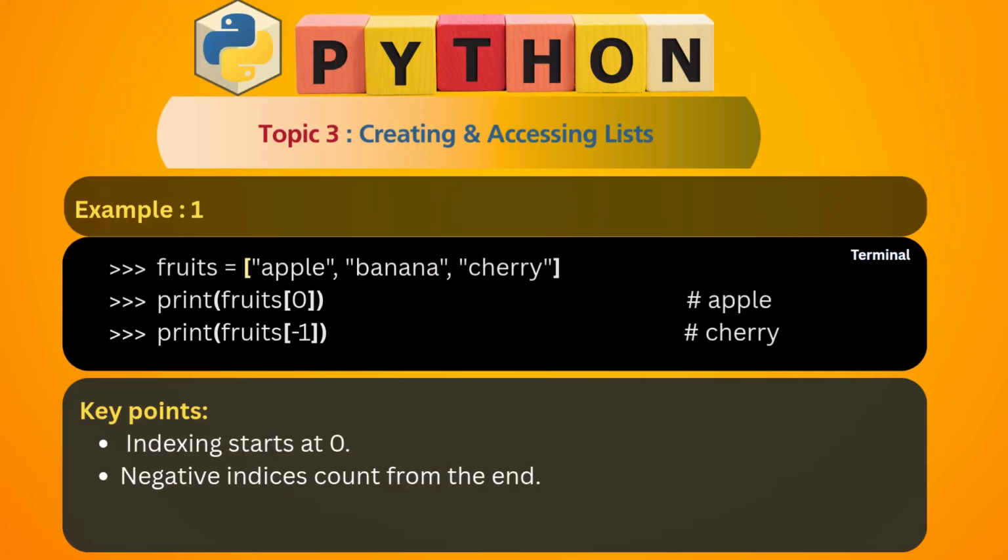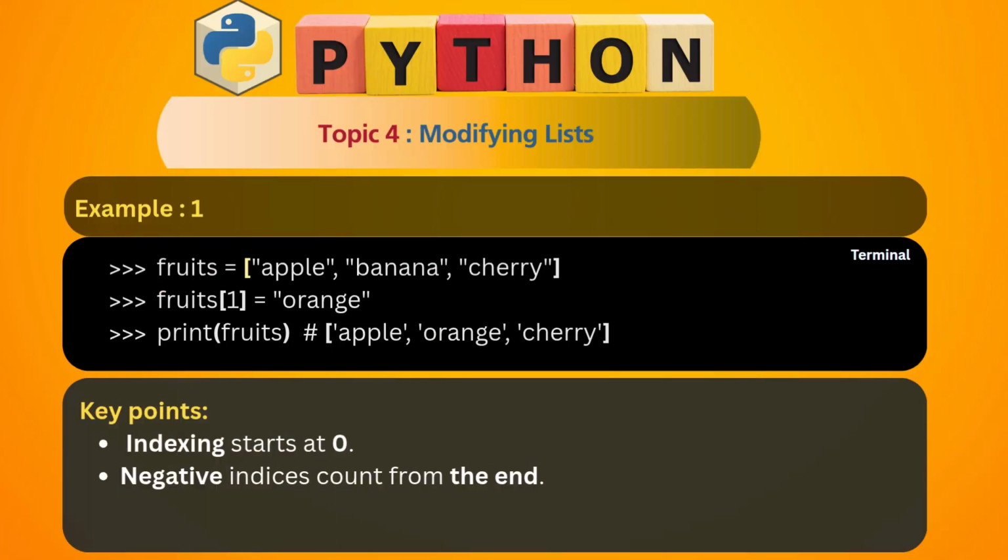Creating and accessing list. See fruits equal to apple, banana, cherry. That can be created like this, a variable called fruits. And you can see the index values are 0, 1, 2. Apple is 0, banana is 1, cherry is 2. In reverse, cherry is -1, banana is -2, and -3 is apple. So the key points you should remember: indices start from 0 and negative indices count from the end.